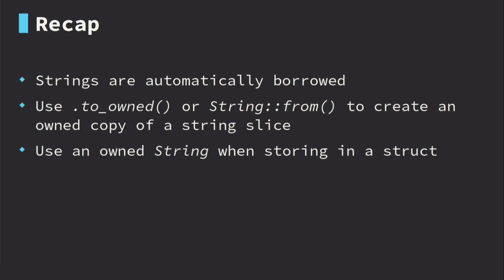To recap, strings are automatically borrowed. Use toOwned or String from to create an owned copy of a string slice. Use an owned string when you're storing string data in a struct.